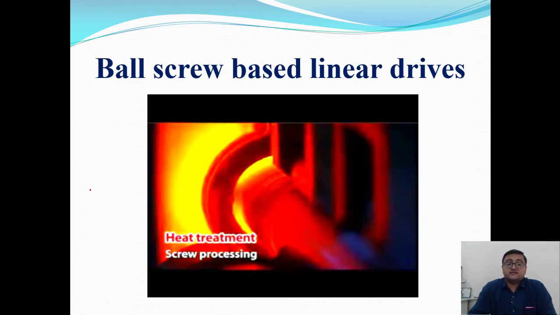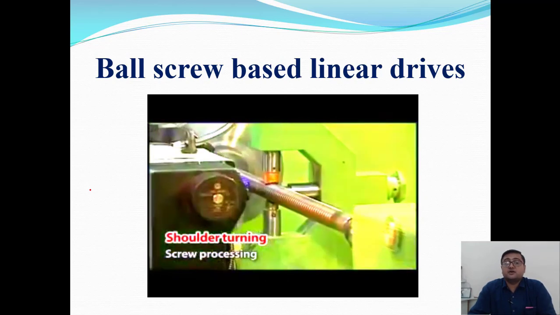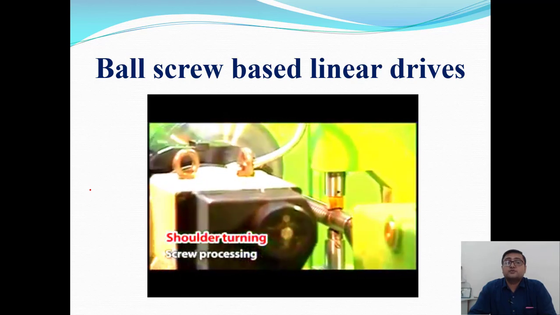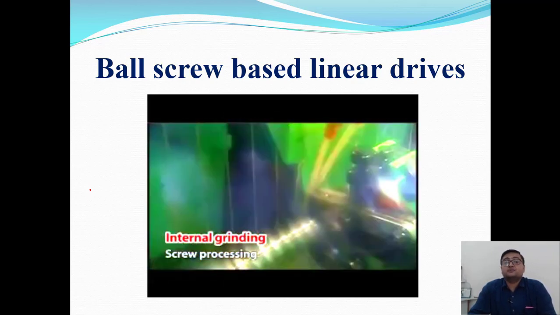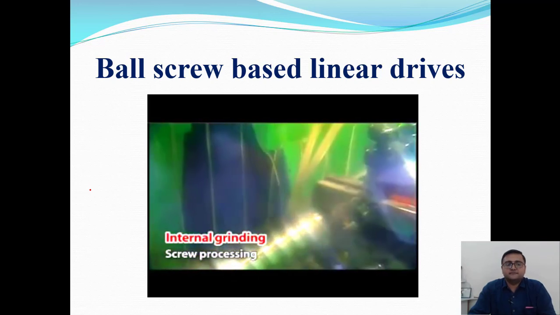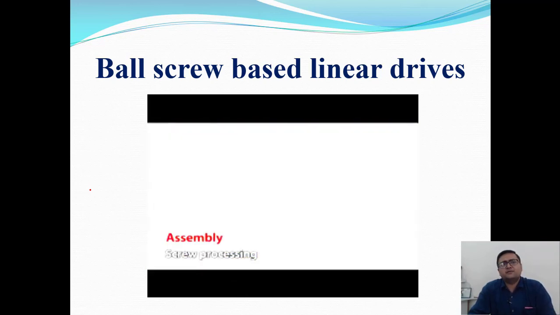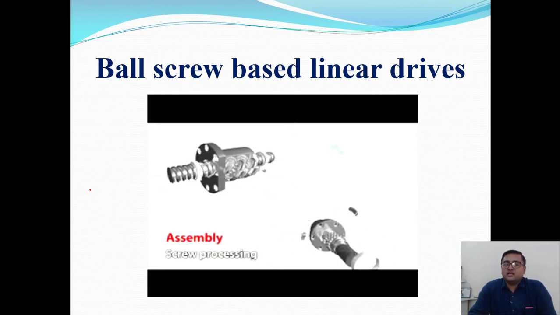So I hope in this lecture you have a glimpse of how a ball screw based linear drive works. Secondly, what are the types of ball screw? And thirdly, what do you mean by dynamic rating, backlash and preloading?